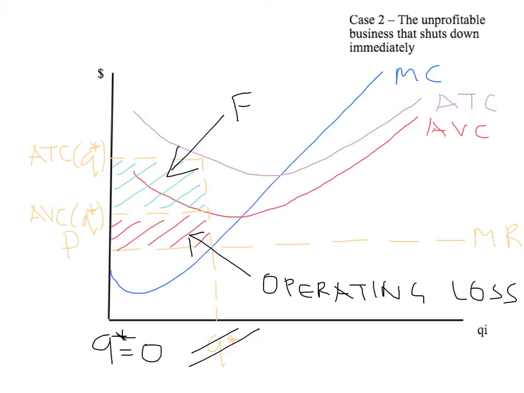In the short term, this firm wants to shut down. Why? Because if it shuts down, it's going to lose its fixed cost, but at least it's not going to make an operating loss. The operating loss just makes its profits even worse. So this is a business that will shut down immediately. It will lose its fixed costs, but that's the best it can do.